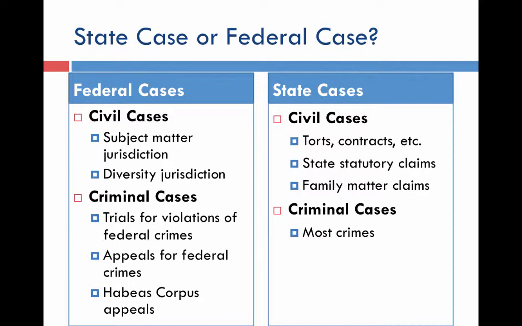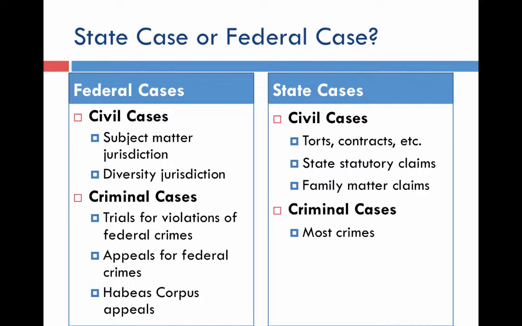Subject matter jurisdiction is when a civil claim implicates a federal civil law, like federal anti-discrimination law or something of that nature. Whistleblower protection law, that's a federal law. That would end up in federal court because it's a federal law, so subject matter jurisdiction.